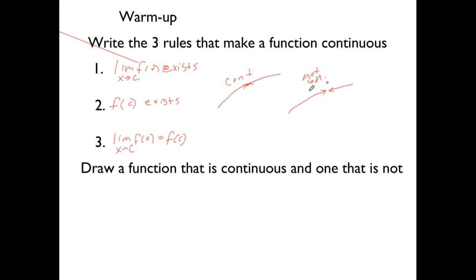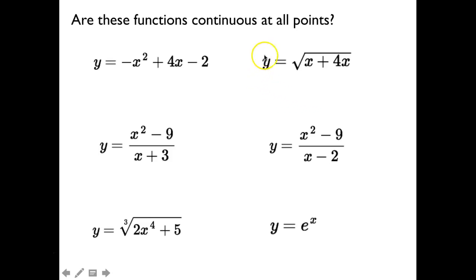Okay, let's go forward. Are these functions continuous at all points? Remember, in order to do this, first ask yourself what makes a function not continuous. So discontinuous, right? And remember, there are 3 discontinuous things. 1, there's a hole. That's a removable discontinuity. 2, there's a vertical asymptote. Remember, that's an infinite discontinuity. And 3, there's a jump.